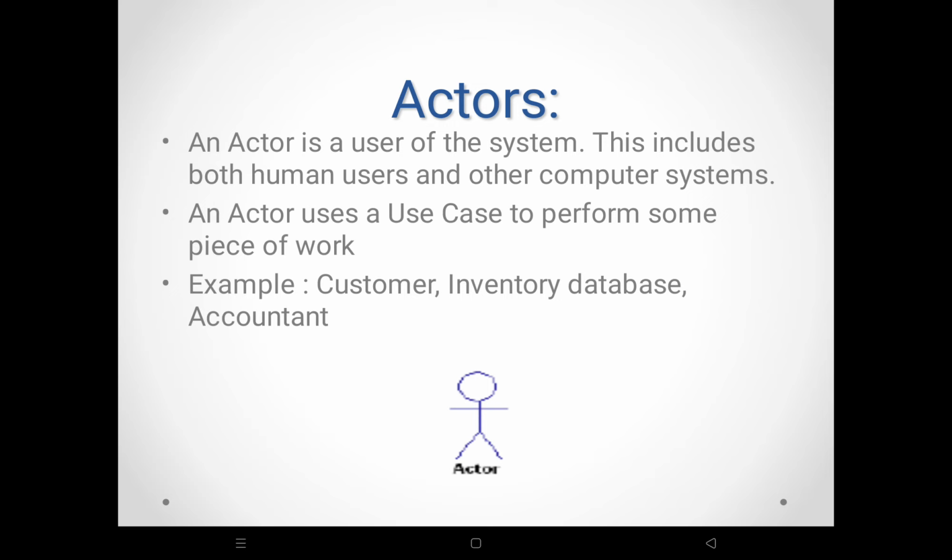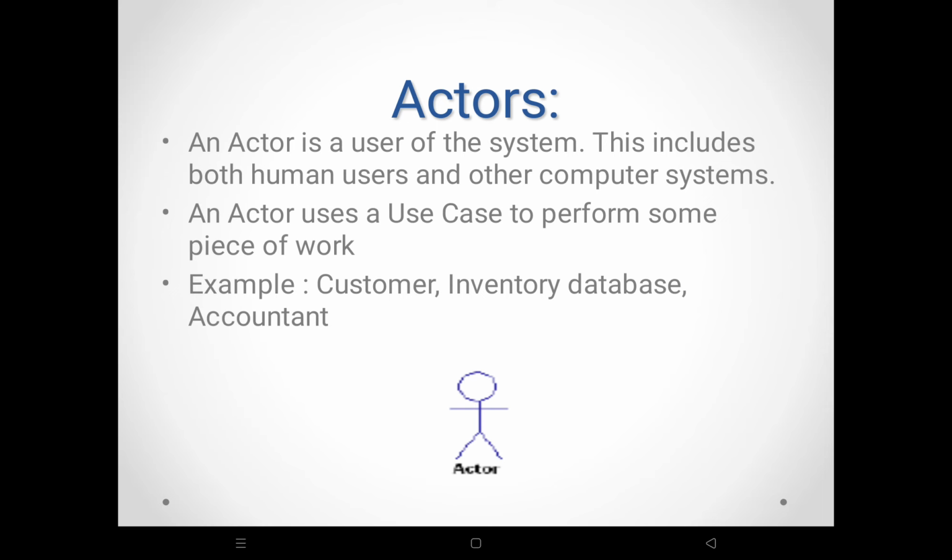First component, actors. What do you mean by actor? Actor is the user of the system. Who uses the system? ATM, who interacts with the system? Customer. Customer is the actor. In library management system, the faculty is the actor. In an online e-ticket reservation system, passenger is the actor. So actor is the user of the system. This includes both human users and other computer systems. Actor uses a use case to perform some piece of work. Examples of actors are customer, inventory database, accountant. These all are examples of actor.